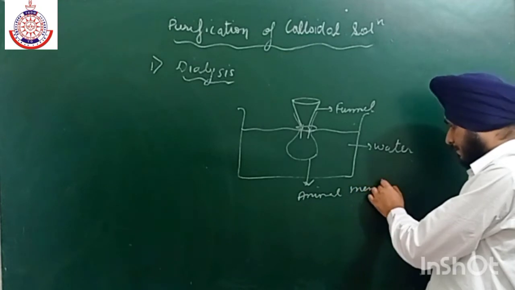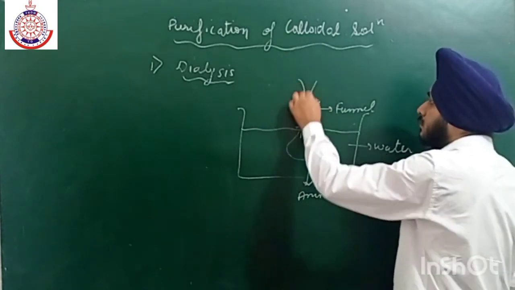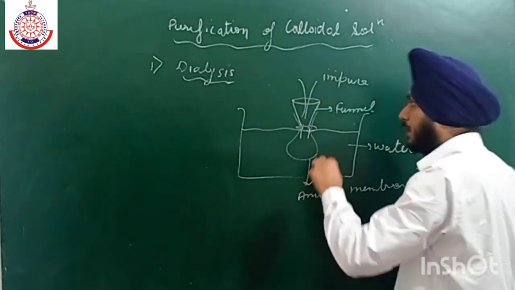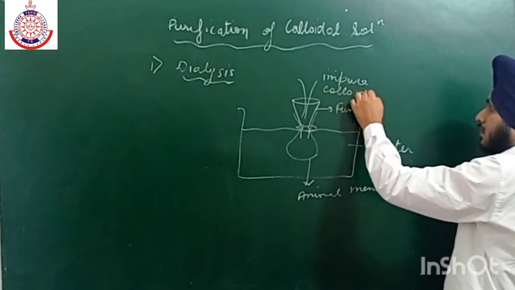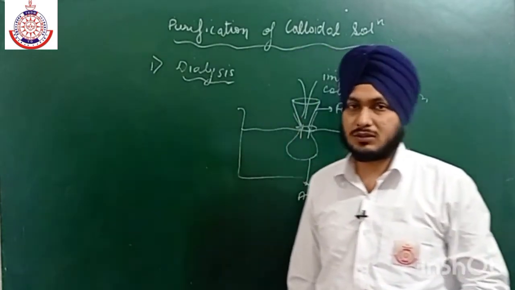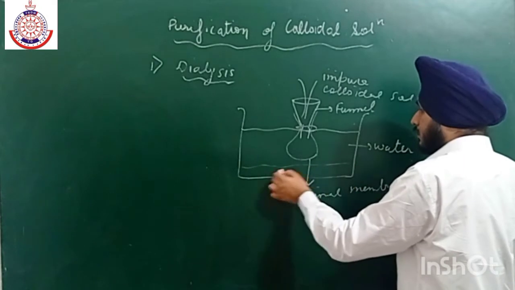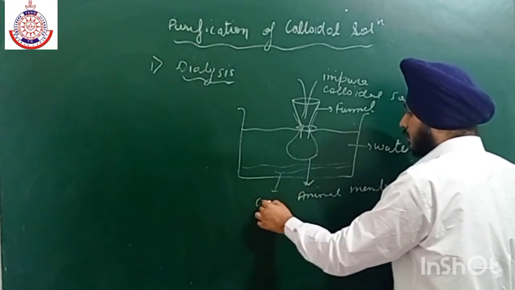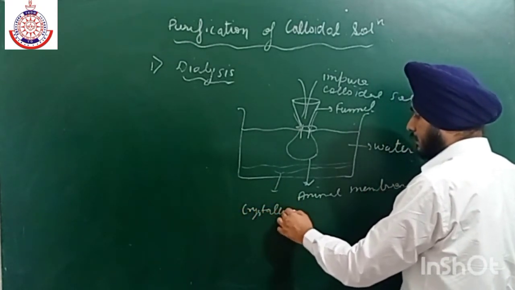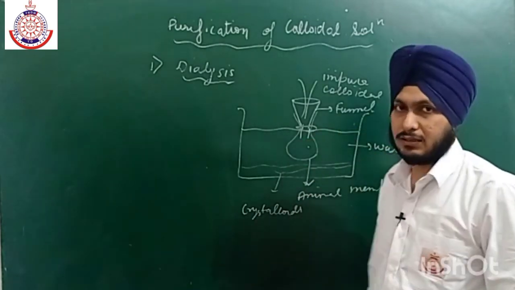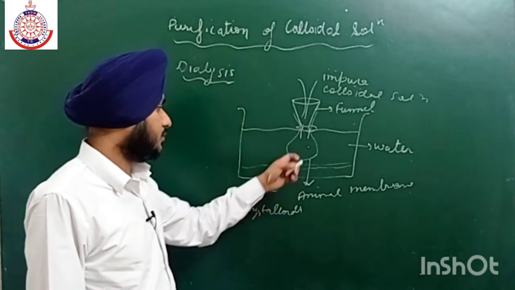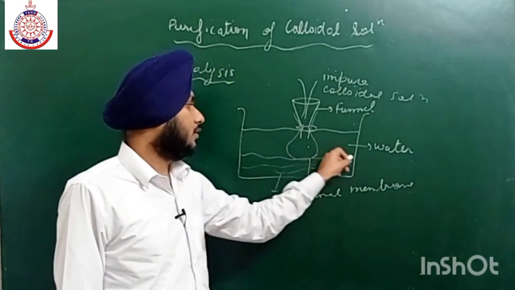We pour the impure colloidal solution through this funnel into this bag. As we all know, crystalloids can easily pass through this animal membrane and go to the pool of the water. तो crystalloids यहाँ पे आ जाएंगे, and colloidal solution remains in the bag. The crystalloids can easily pass through this bag and go to the water.